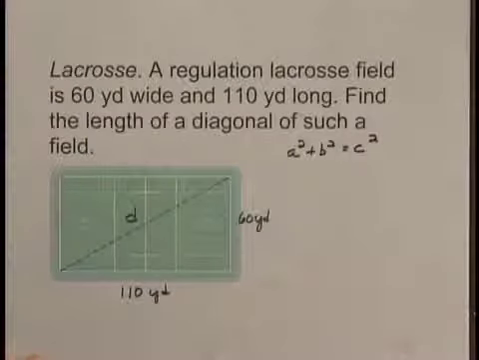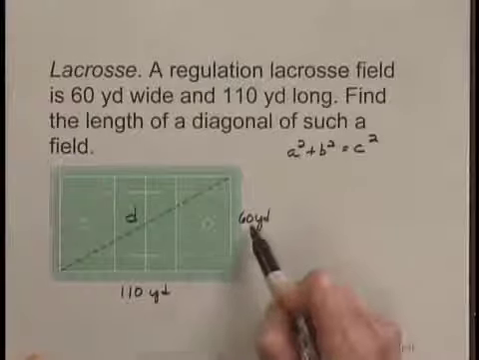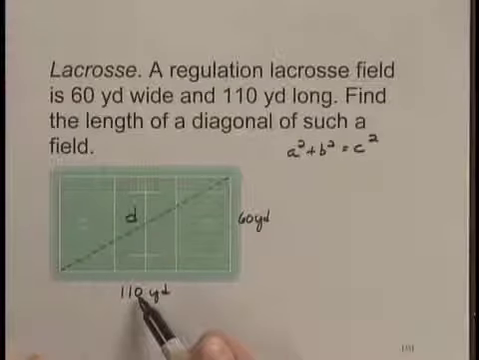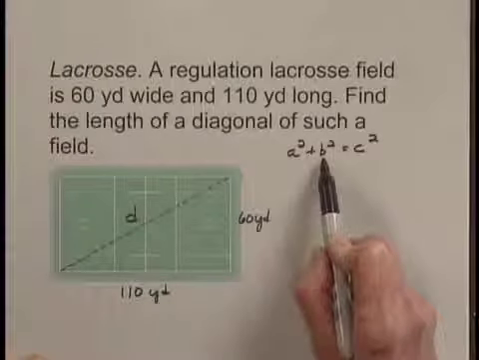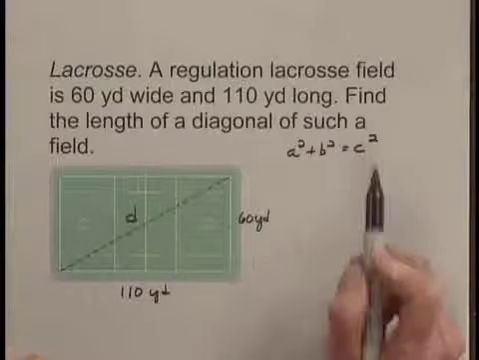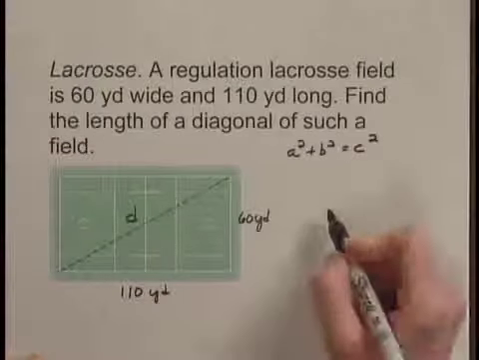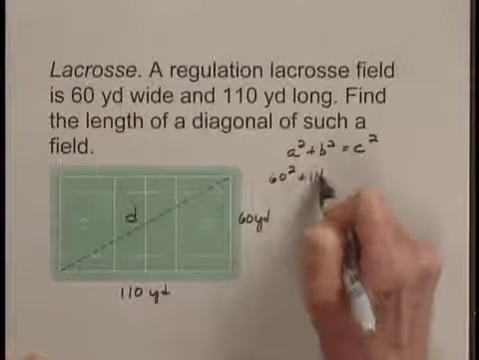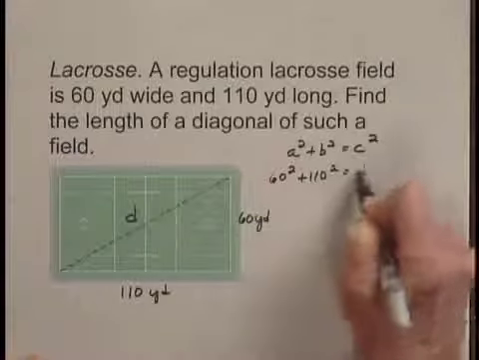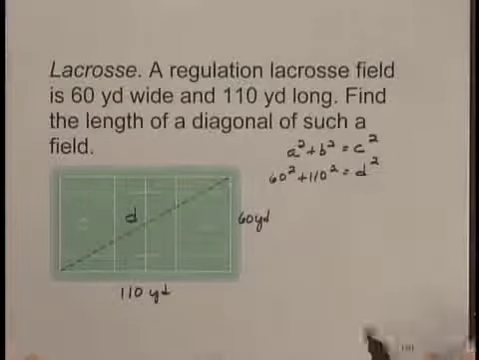Now, in this particular triangle, we can let A be 60, we can let B be 110, and C is D. The sum of the squares of the legs of the triangle is equal to the square of the hypotenuse. So let's just substitute. We'll have 60 squared plus 110 squared is equal to D squared.